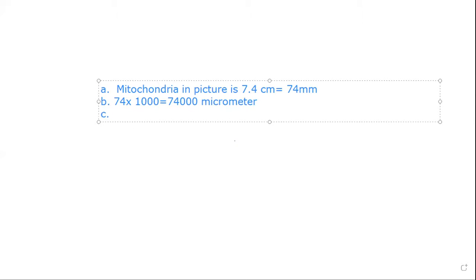Now question C. They want you to use the formula for the real size in micrometer. What is the real size in micrometer? The real size is equal to the size of the image in micrometer divided by magnification. The size of the image in micrometer is 74,000. Okay, I made a mistake, that is the size of the image.